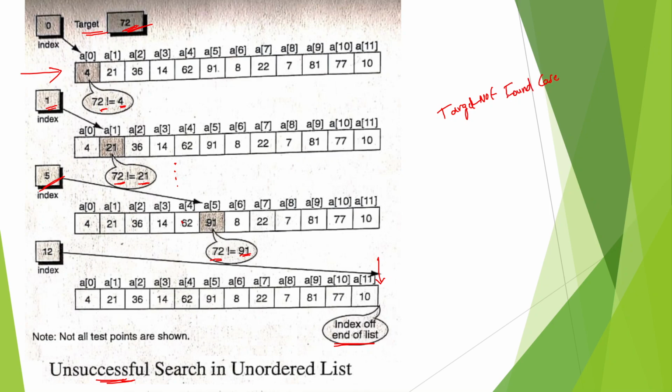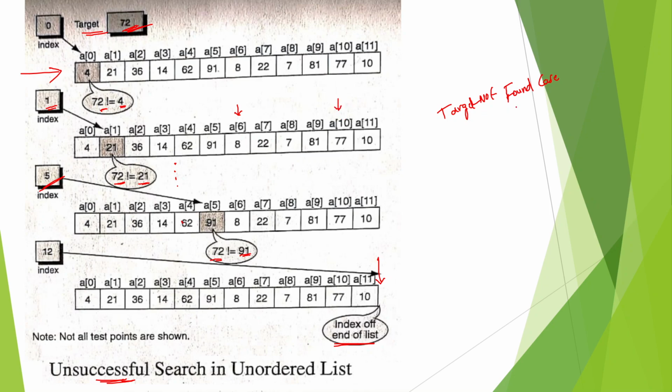So in this particular case, what index do we return? If the target is found, wherever we got the target, that particular index we are returning. If the target is found at index 0, we are returning 0. If the target is found at index 6, we are returning 6. If the target is found at index 10, we are returning 10.